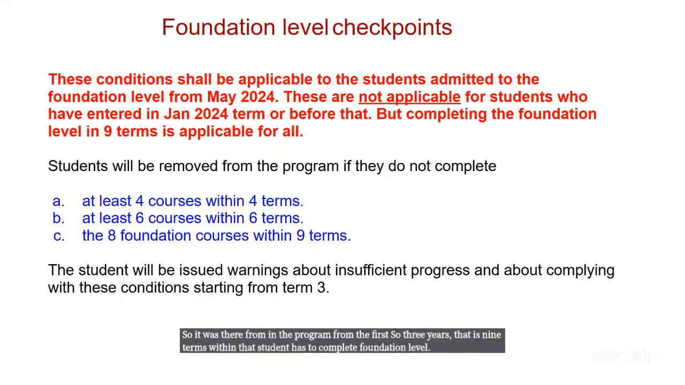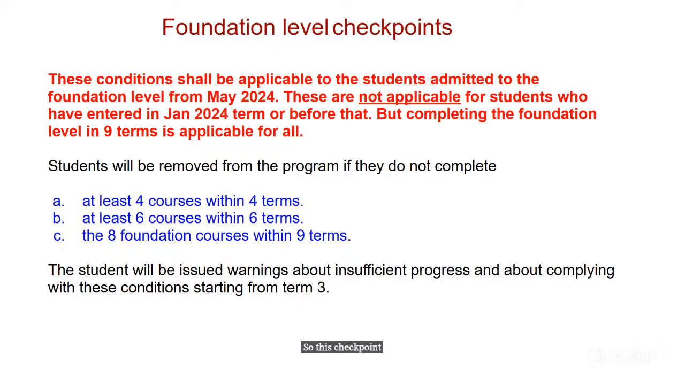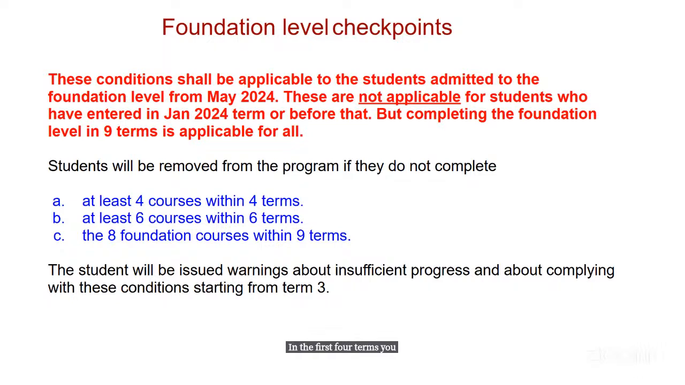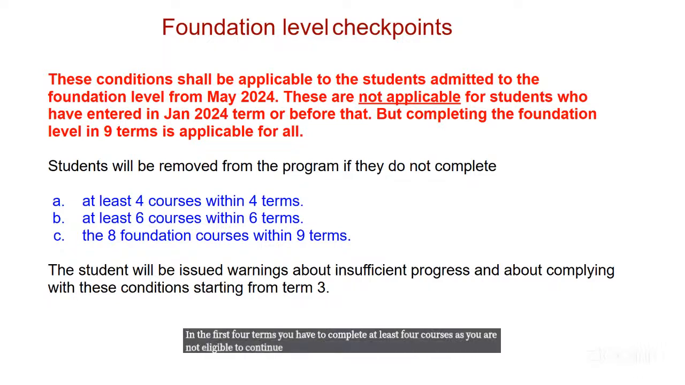So this checkpoint alone is applicable for the students who started foundation level, that is term one of foundation, from May 2024 onwards. The checkpoint is that the student has to complete at least 4 courses within 4 terms. Now, in the first 4 terms, you have to complete at least 4 courses, else you are not eligible to continue the program. Likewise, in 6 terms, you have to complete 6 courses, and in 9 terms, you have to complete all the 8 foundation level courses.